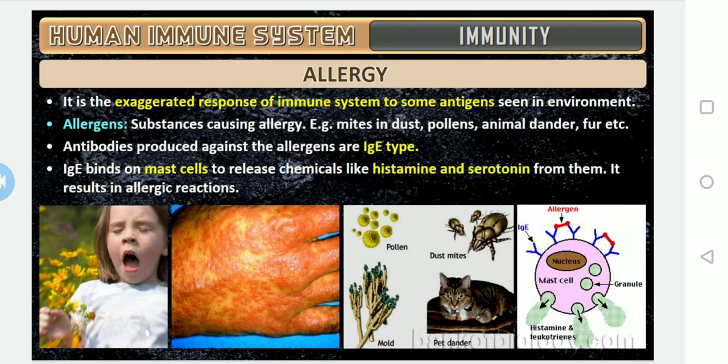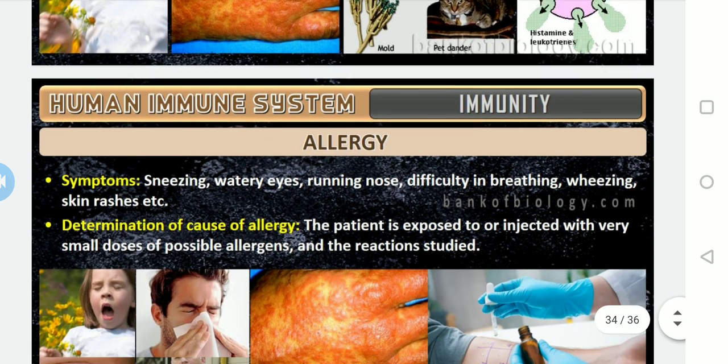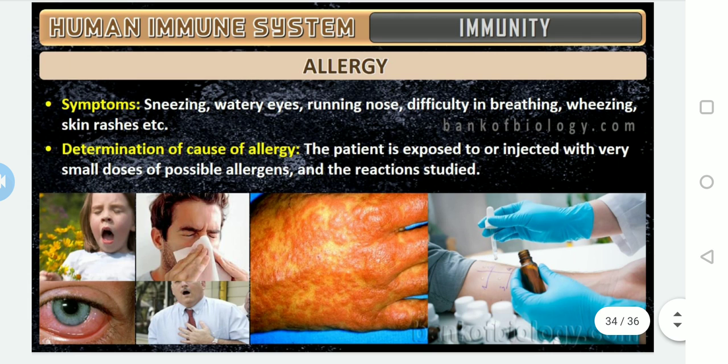Okay, so this is what I said. The symptoms: sneezing, watery eyes, running nose, difficulty in breathing, wheezing, skin rashes. So these are some of the symptoms of the allergy.